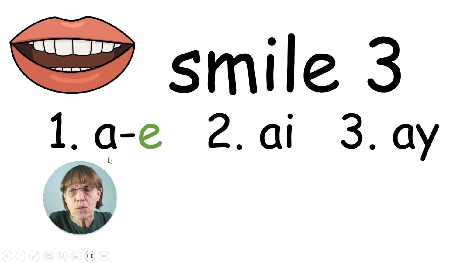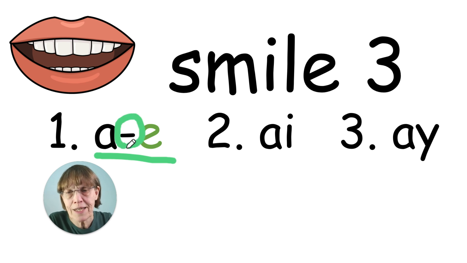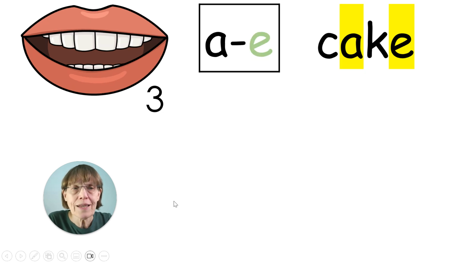For smile number 3, we have 3 ways of spelling. We can spell it with a magic E, number 1, where there's a consonant in the middle, or an AI, or an AY. AY is usually at the end of a word. Our keywords are, please read this word.